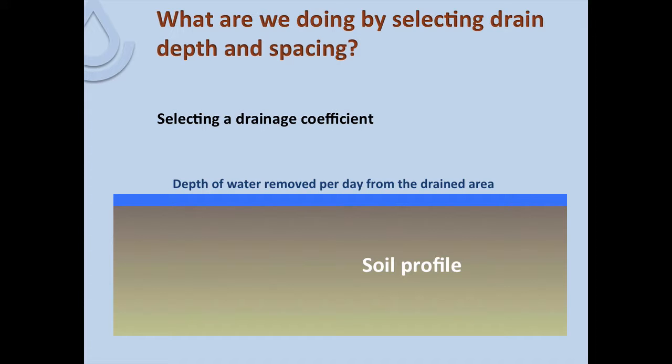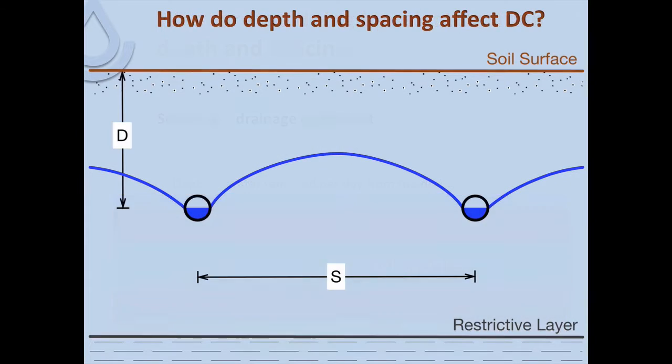Again, because the drainable porosity is going to vary depending on different soil types, the actual depth that the water table will move in the soil will vary, but if we express it as a depth above the soil surface over that overall drained area, then it becomes a consistent way to look at that design capacity. And it's the combination of depth and spacing along with the properties of the soil that determine that drainage coefficient.